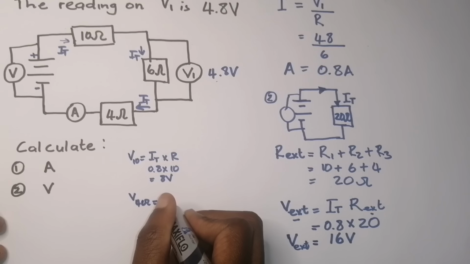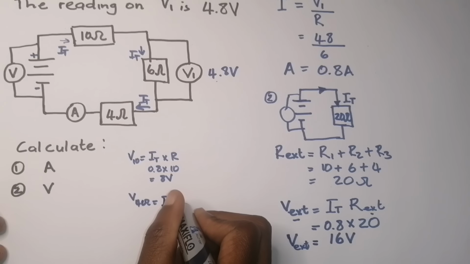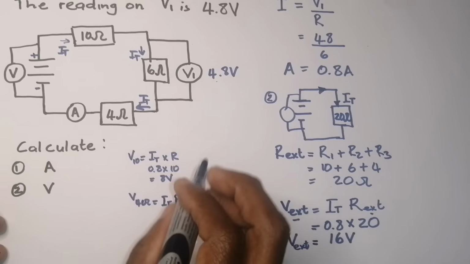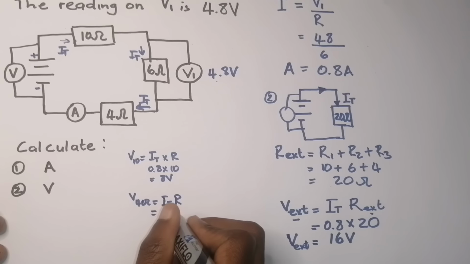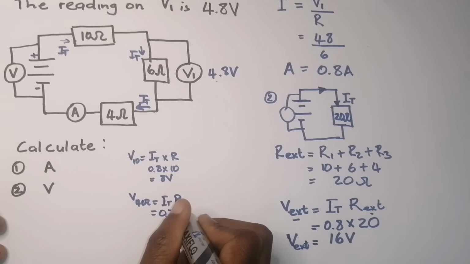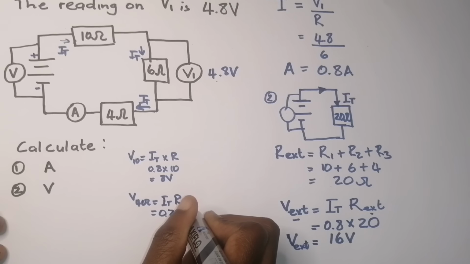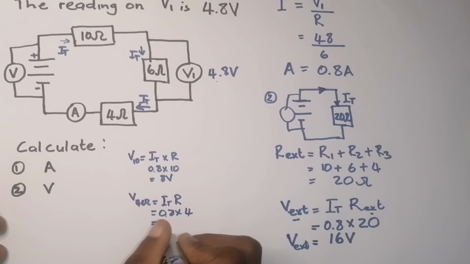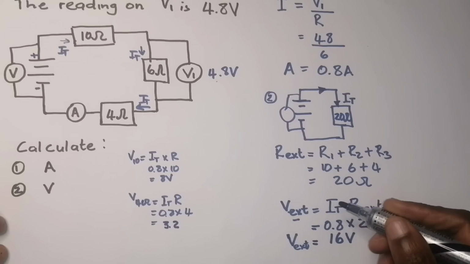So again, it's going to be I total times the resistor. You can call it R3, whatever you want to call it. So this is 0.8 multiplied by 4, and that will give us 3.2, right? So let's check.